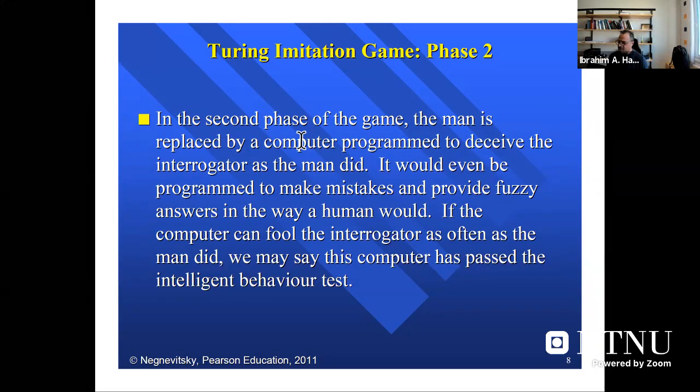In the second phase of the game, the man is replaced by a computer program to deceive the interrogator as the man did. It would even be programmed to make mistakes and to provide fuzzy answers in the way a human would. If the computer can fool the interrogator as often as the man did, we may say that this computer has passed the intelligent behavior test. So in fact, it was a simple test, and this test was designed to decide if a system is intelligent or not.